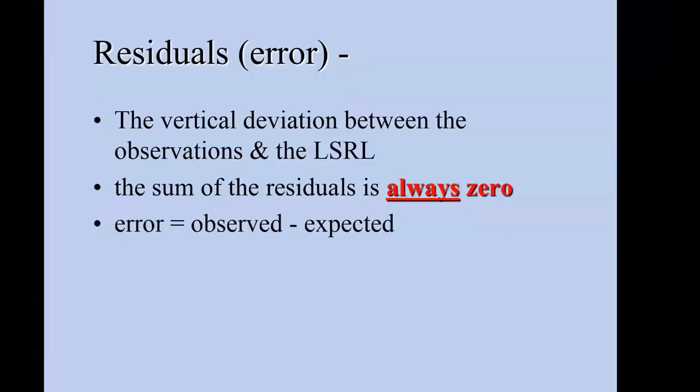We calculate error as observed minus expected. What did I see versus what did I expect? Expected meaning predicted value. So you'll see the definition of y minus y hat. Y hat again is the predicted, or what did I expect to see when I plugged in the x, or evaluated at x.